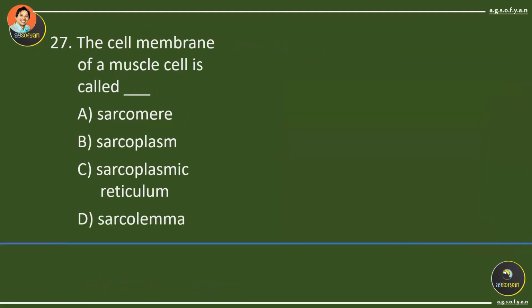The cell membrane of a muscle cell is called A, B, C, or D. Of course, it's not sarcomere, because sarcomere is the contractile unit inside the muscle cell. Sarcoplasm, the name is telling you this is kind of cytoplasm, so this will not be the answer. Sarcoplasmic reticulum looks like kind of ER, endoplasmic reticulum, so this is not the answer. So the answer will be sarcolemma.